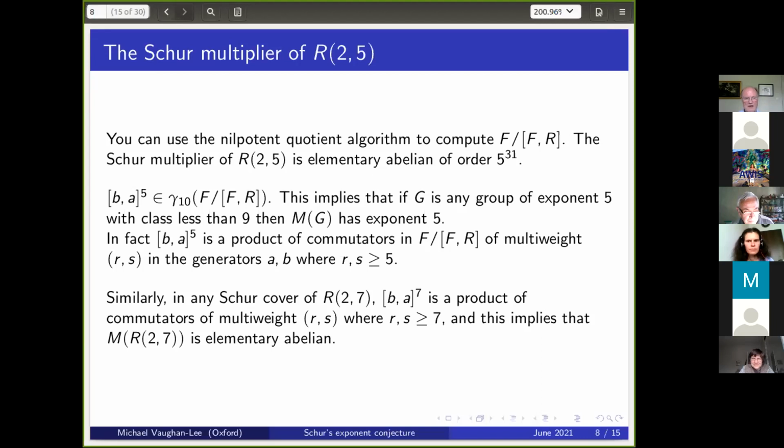And the similar sort of argument means that any group of exponent 7 with class less than 13 can't possibly be a counterexample to Schur's conjecture. So if you want a counterexample of exponent 7, you've got to be looking at groups with class at least 13, and this is really getting quite heavy calculations.